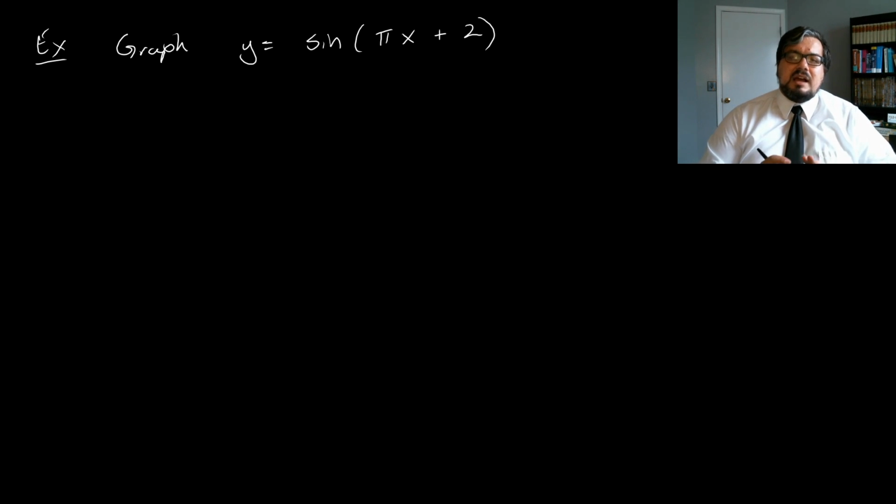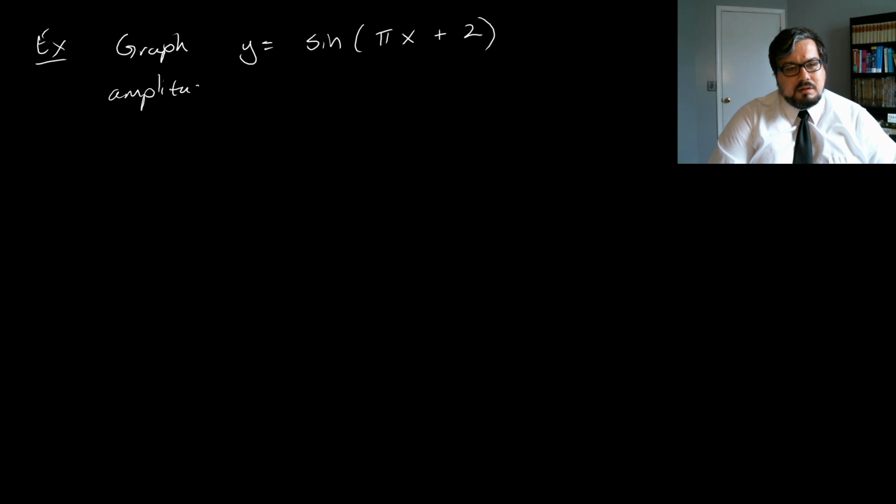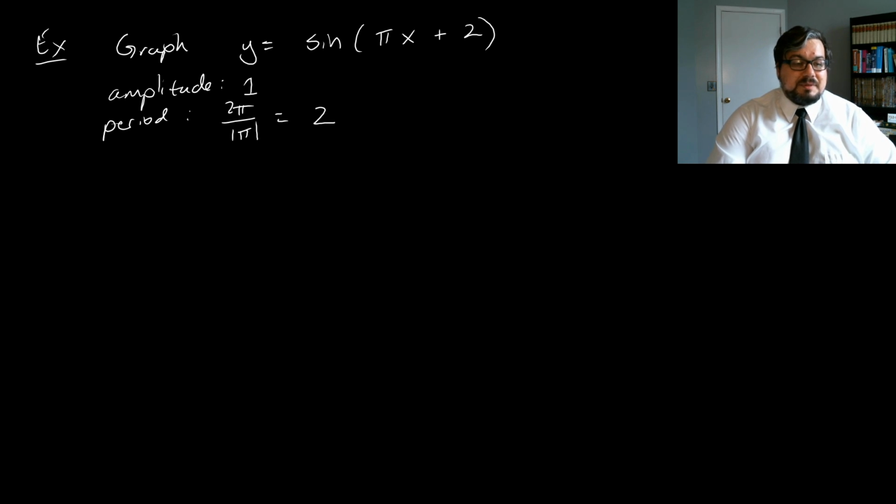So this time, I'll go ahead and do it in 2 steps, where I'm going to start off by graphing just y equals sine pi x, and then shift it to the left based on the phase shift. So the amplitude of this function is going to be 1. The period is going to be 2 pi over the absolute value of b. b in this problem is pi, and so the period is going to be 2.